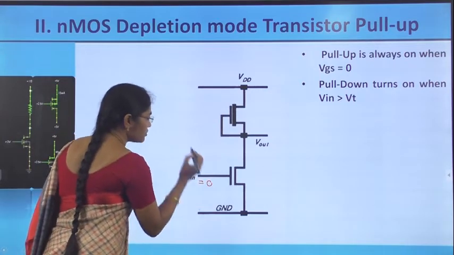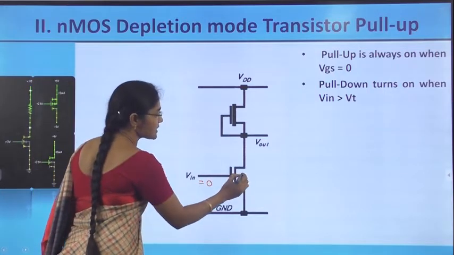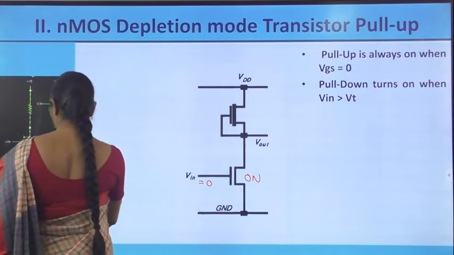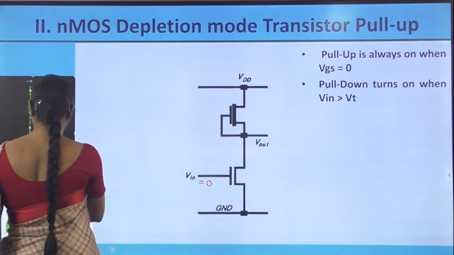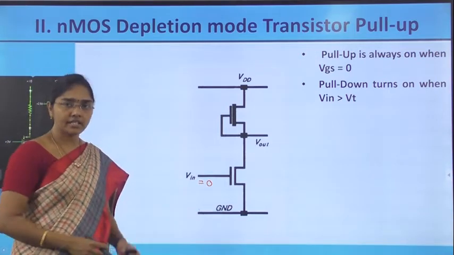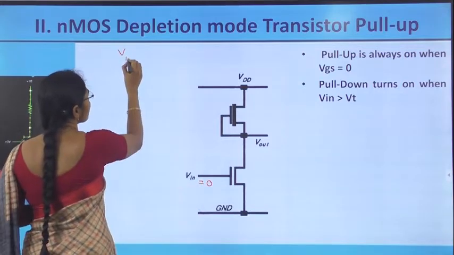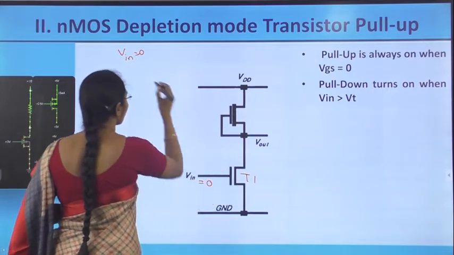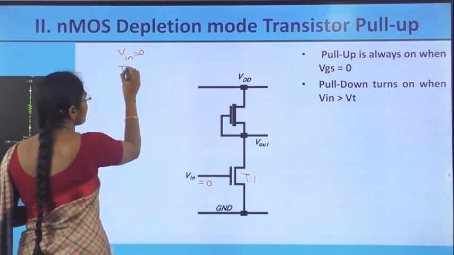When Vin is connected to 0, what will happen? Since it is less than Vt, let's check the operation. When Vin is equal to 0, transistor T1 is off, since T1 requires a minimum of Vt value. T1 is off.